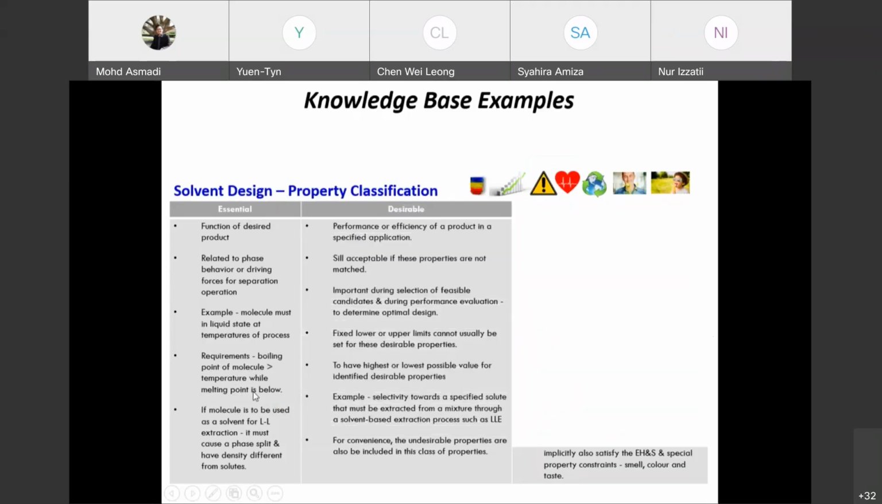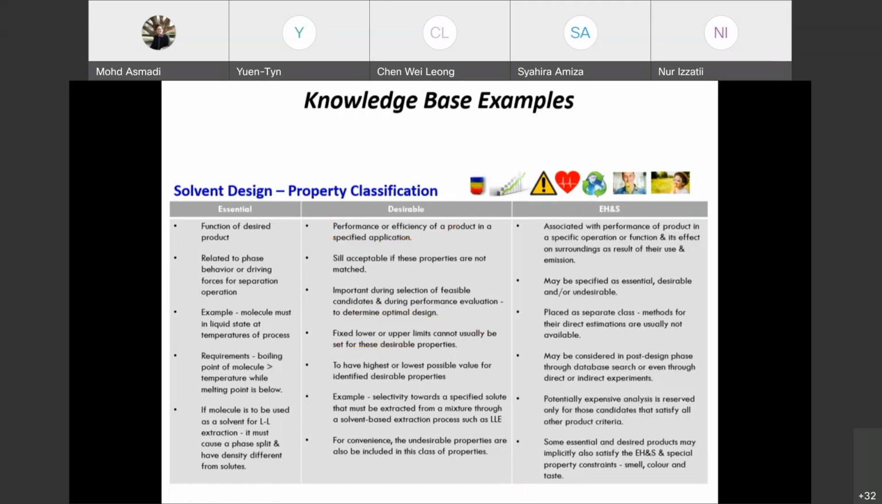So desirables, look at here, the performance or efficiency of the product in the specified application. Okay. And then what else? Desirable, fixed lower to upper limits. And then EHS is more related to environment, health and safety. The properties may be specified as essential, desirable, and the undesirables must be considered in the post design phase. Okay, must be from the beginning. So this is all the types of properties.